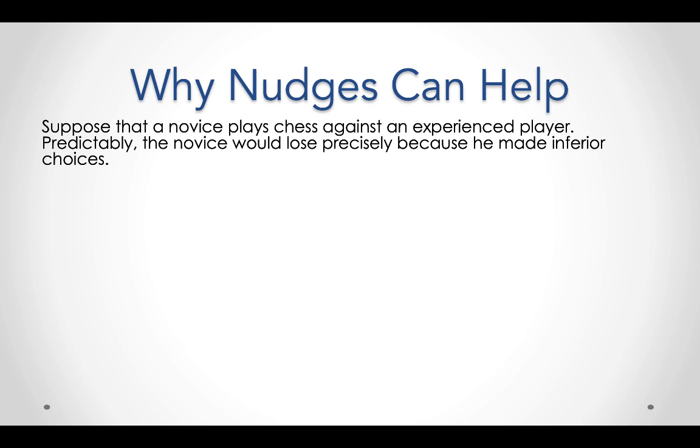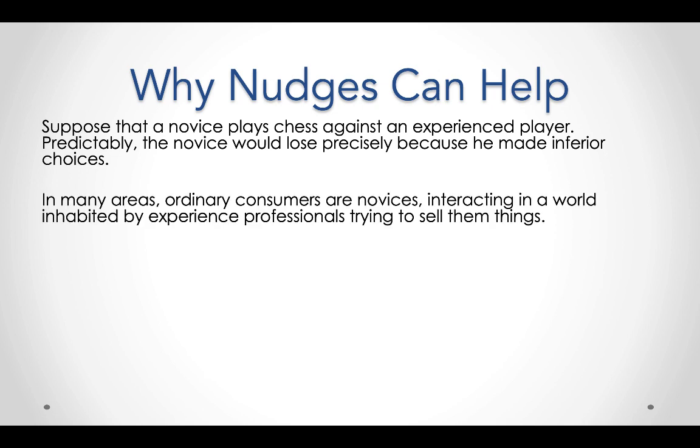Suppose that a novice plays chess against an experienced player. Predictably, the novice will lose precisely because he made inferior choices, right? So in a fight between an experienced and inexperienced player in chess, you would correctly predict that the novice will make inferior choices. And in many areas, actually, we are novices. We are interacting in a world that is inhabited by experienced professionals trying to sell us things.